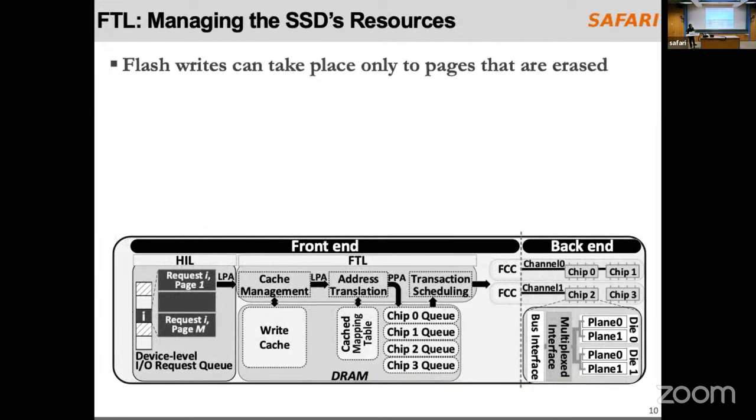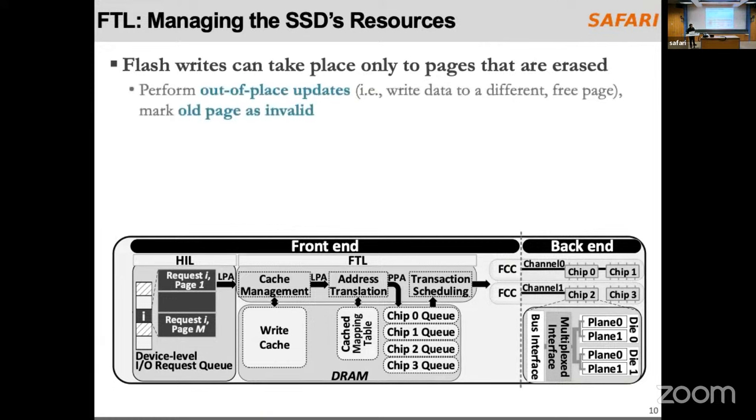So how do we manage these SSD resources? Flash writes can take place only to pages that are erased, as you may already know. So in SSDs, we perform out-of-place updates. That is, we write to a different page every time there is an update to a particular page, and we mark the old one as invalid.